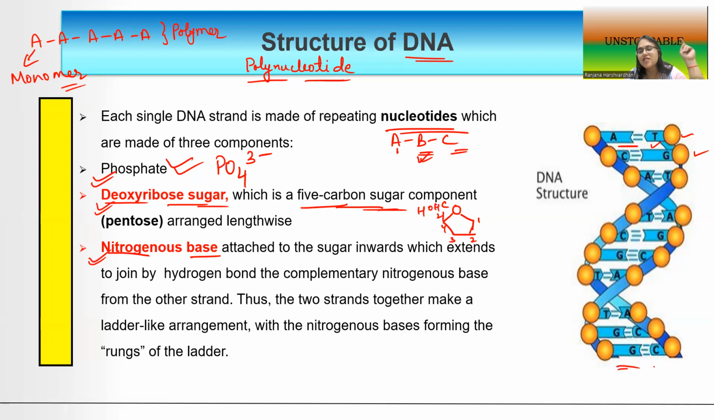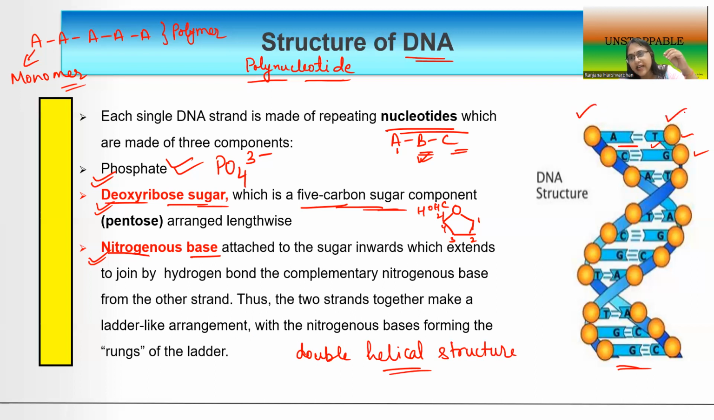Now take a look at this particular structure. This structure represents a kind of spiral, a spiral staircase, like you see in old bungalows. So I can say that my DNA is a double helical structure. That is, it is made up of 2 helices. You can see this is one strand and this is another strand. They are coiled and give it this kind of structure.